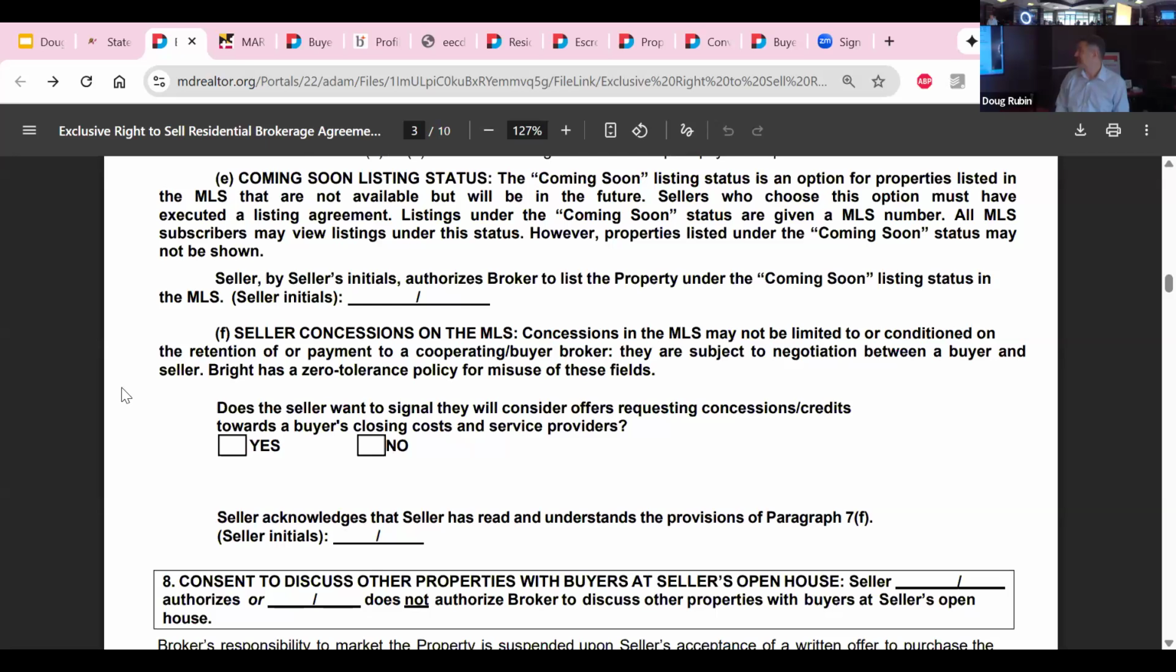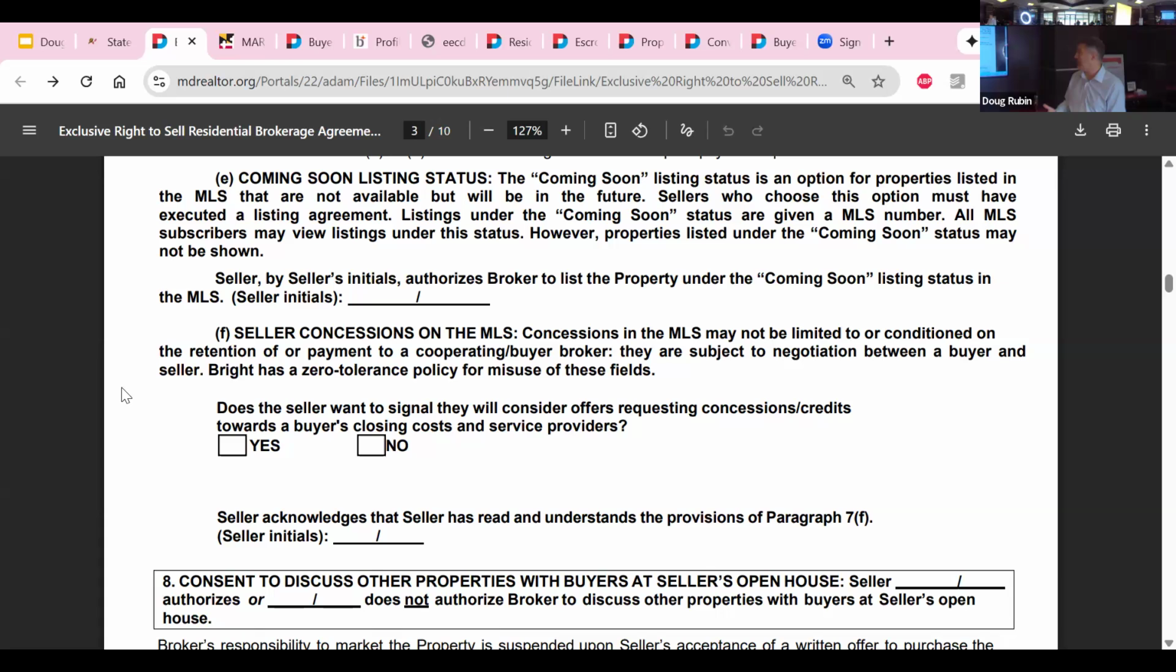The next discusses the listing status of coming soon. I think this is a good tool. It basically allows some pre-marketing where you can say, hey, this is available. It's not ready to show yet necessarily, but it's going to be available on X date. Go ahead and mark your calendars, or you can start to schedule it out. So generally I'm encouraging my sellers to check this box off, in case the stars align and the timing makes sense and we can take advantage of that bonus marketing.